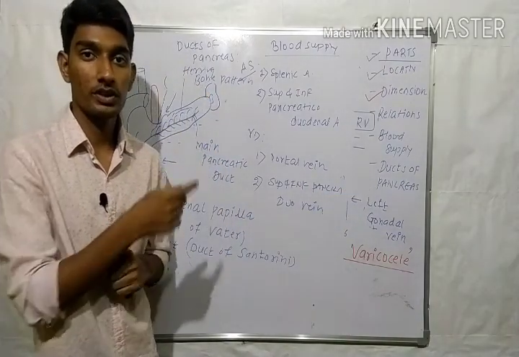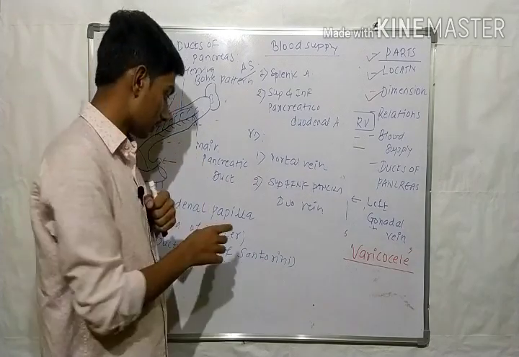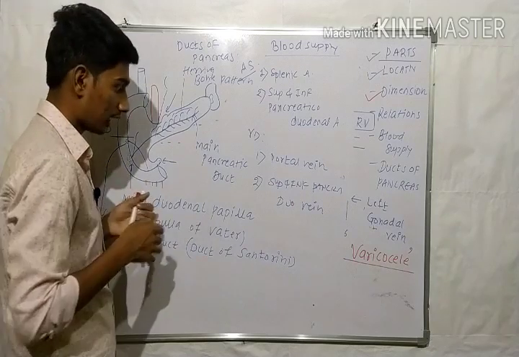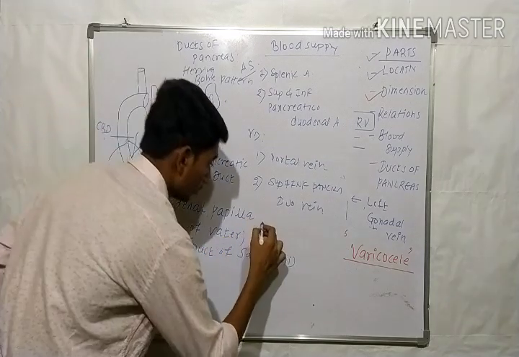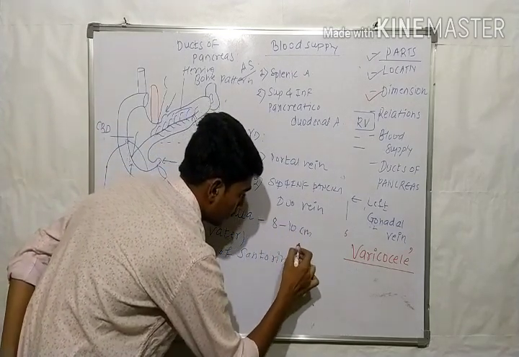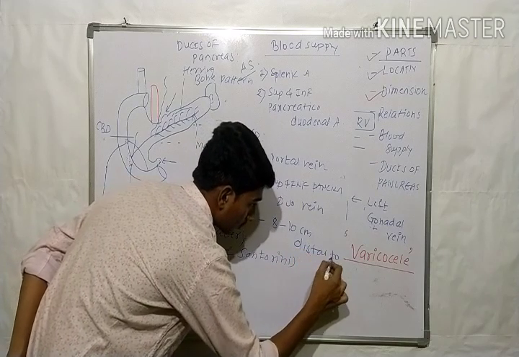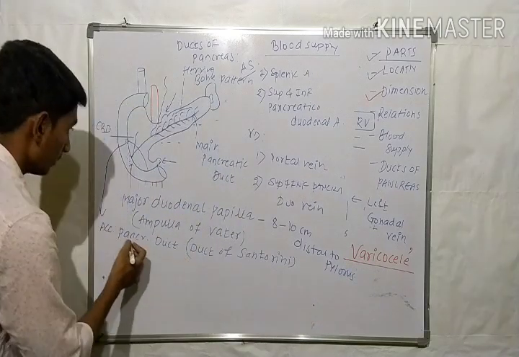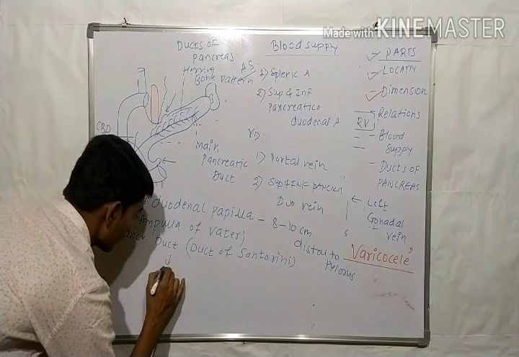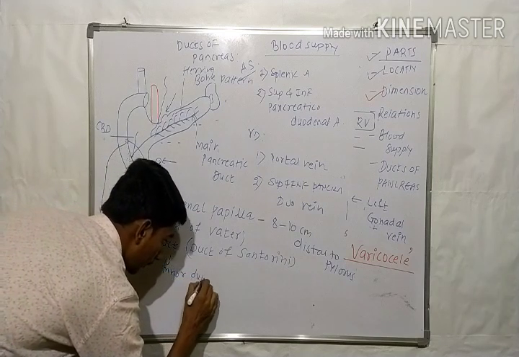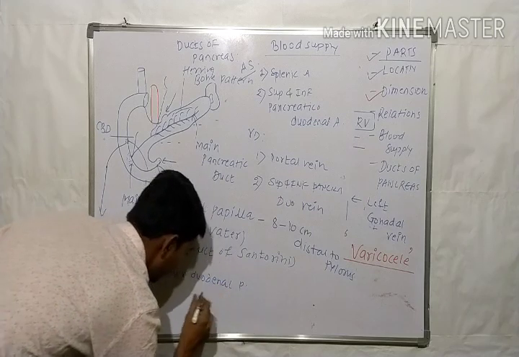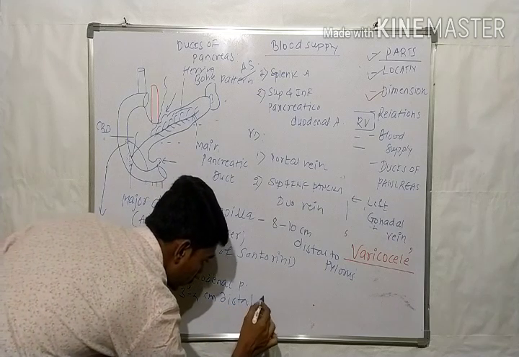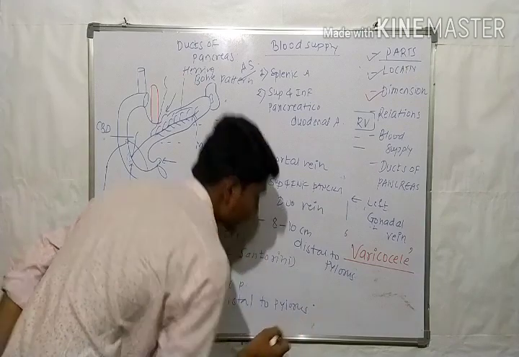The accessory pancreatic duct opens near the minor duodenal papilla. The main pancreatic duct opens near the major duodenal papilla, and this major duodenal papilla is 8 to 10 centimeters distal to the pylorus. The accessory duct opens near the minor duodenal papilla, and this minor duodenal papilla is 3 to 4 centimeters distal to the pylorus.